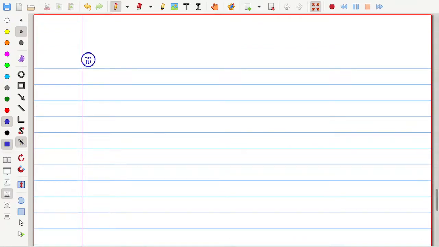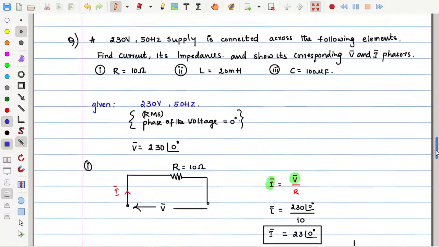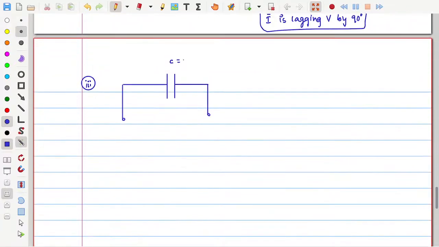The third thing is the capacitor. That kind of supply is connected across the capacitor, whose capacitance is how much? 100 microfarad. Whenever we see an inductor or capacitor, the first observation is, do we know its corresponding impedance? If we don't know, you evaluate it. So this voltage is V and this current we need to determine. To get the current, I need ZC. What is ZC? Capacitive impedance.